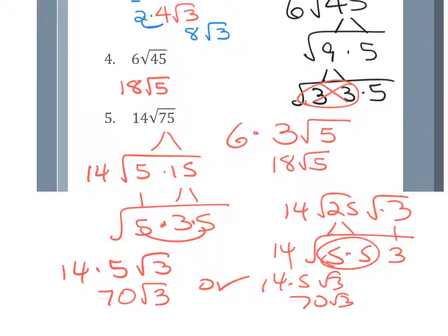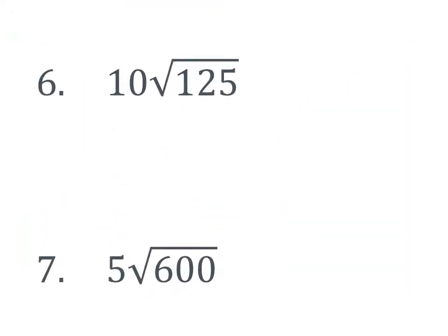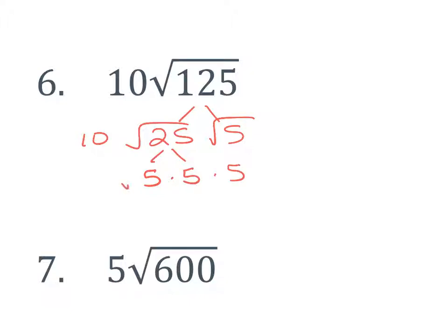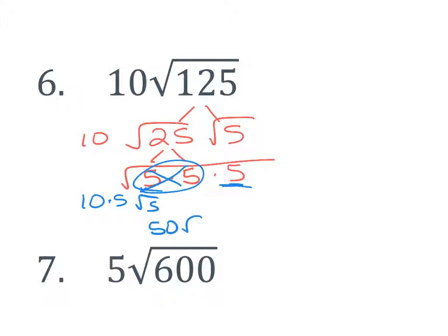Let's try another one. 125. Again, I like those quarters. I see this number and I think, oh, I know how many quarters that is. That's 5. So I would break my 125 into 25 times 5. And again, break the 25. It's 5 times 5. And again, look for your pairs. Got a pair of 5's, so one of those 5's comes out to the 10. This 5 doesn't have a pair, he stays underneath. So 50 radical 5.